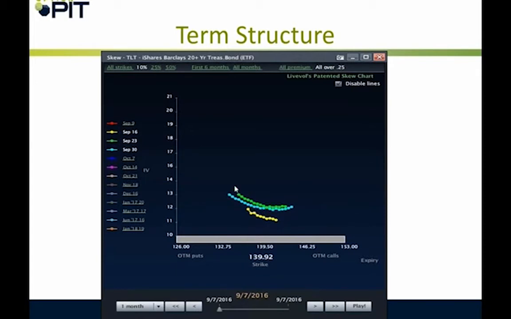Right, I would want to sell the 23rd and buy the 30th. Take advantage of that term structure. Now, we have the Federal Reserve coming up, though. So looking at the term structure, I may want to sell next Friday and buy the 30th. So I want to buy the light blue and sell the yellow. This is one of those cases where I'm willing to accept a negative term structure.